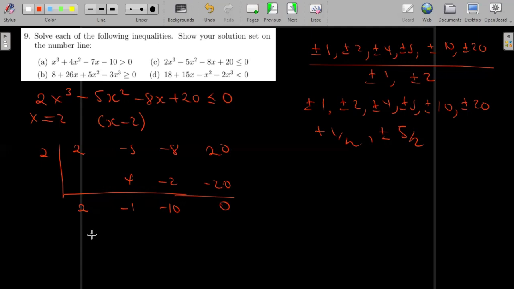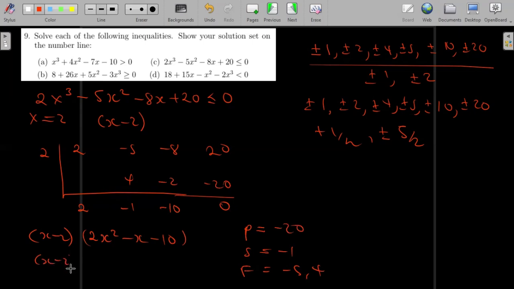So this factors out to 2x squared minus x minus 10, like this. And then, of course, you can use whatever method you want. Find the factors here, as usual: -20 is my product, my sum is -1, so -5 and 4 are my factors. Then I can factor this to 2x and this will be just x.